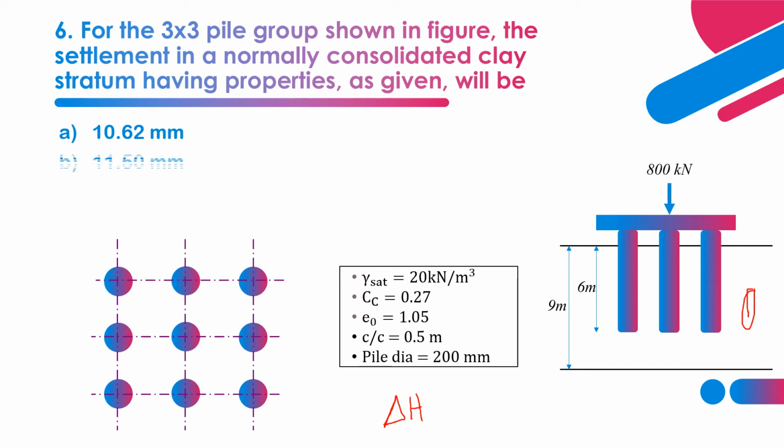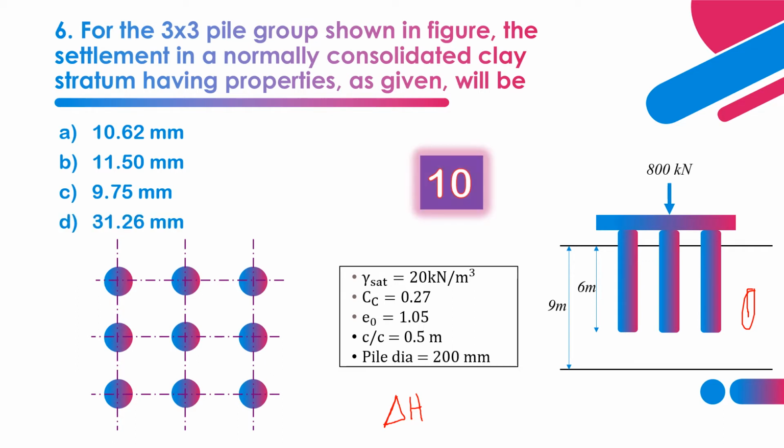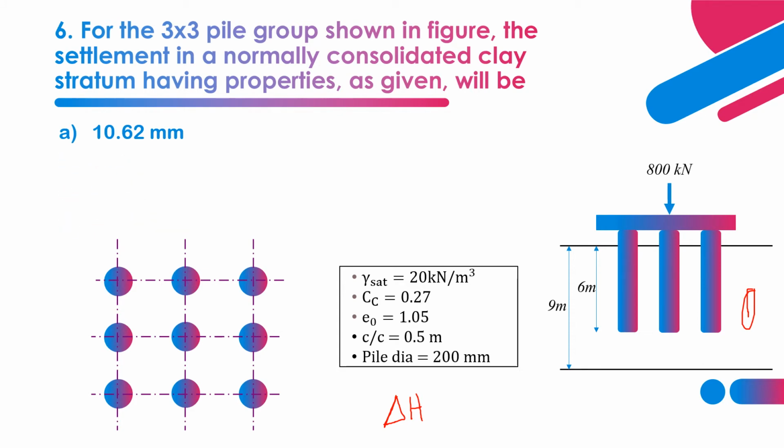Option A 10.62, option B 11.50, option C 9.75, option D 31.26. You can pause this video and calculate with a calculator to get the answer. Basically, 2 to 3 important formulas will be used. Ultimately, the final settlement formula will be used to find the del H value. So the answer is option A, 10.62. Now let's see how it is calculated.